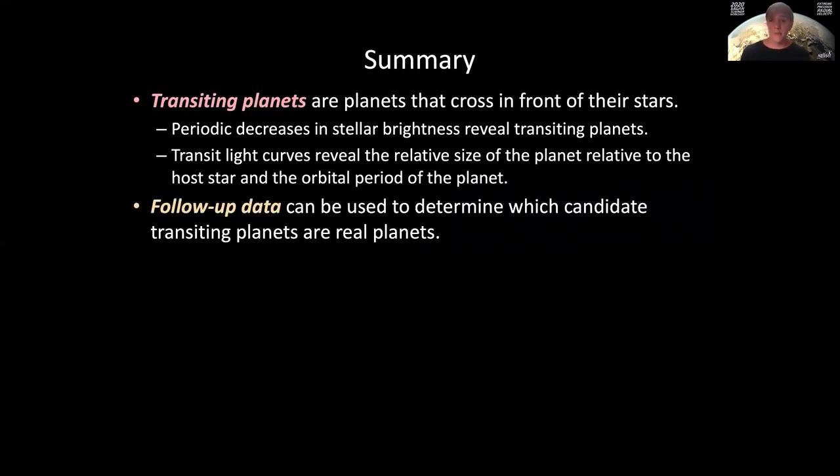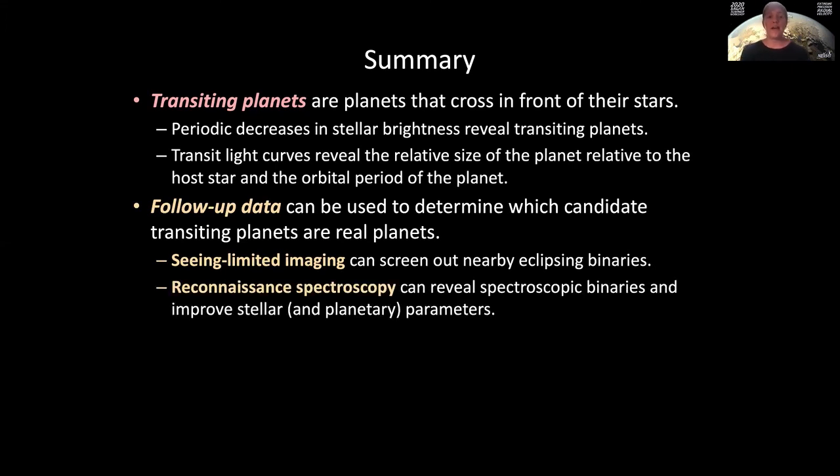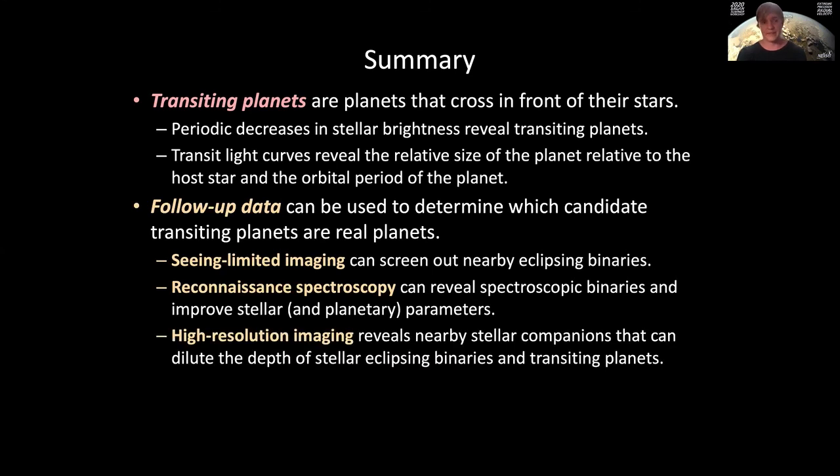We also discussed the importance of follow-up data for figuring out which candidate planets are real planets and which ones are astrophysical false positives. We learned that if we have seeing-limited imaging, we can try to screen out nearby eclipsing binaries that might look like planets. If we have reconnaissance spectroscopy, we can identify spectroscopic binaries, which are ones where you see that the radial velocity signal is changing by way too much for that to be a planet. And we could also get information about the stellar temperature, surface gravity, and metallicity that would allow us to improve our understanding of the planet properties.